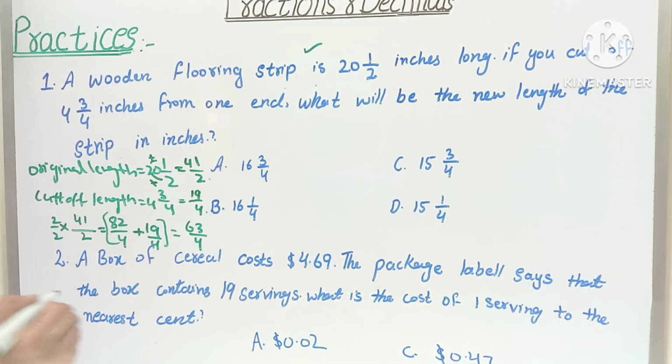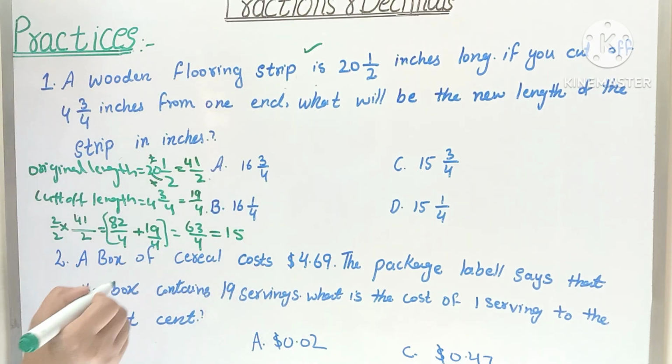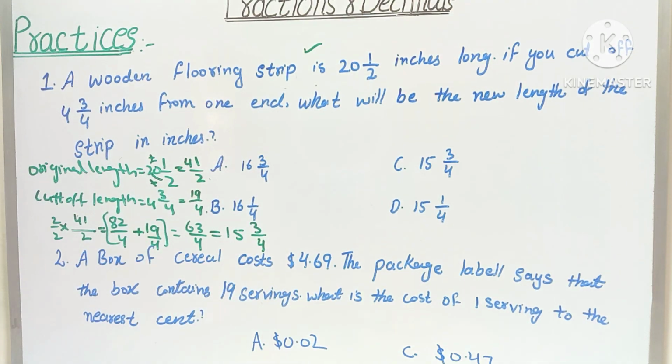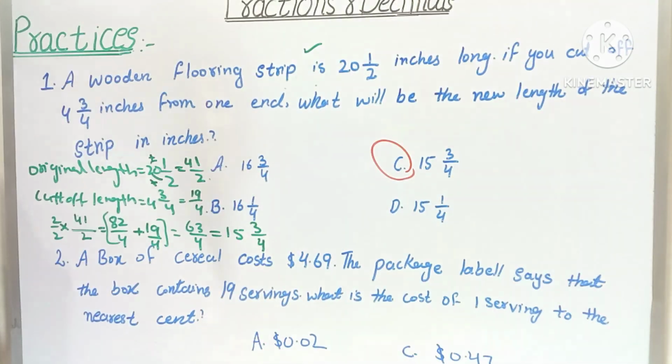Now when we divide them, 15 is the whole answer, 3 is remaining, and 4 is the same denominator. Now there is the C part. It corresponds to C, 15 3/4.